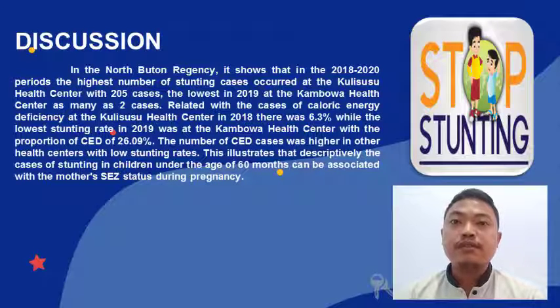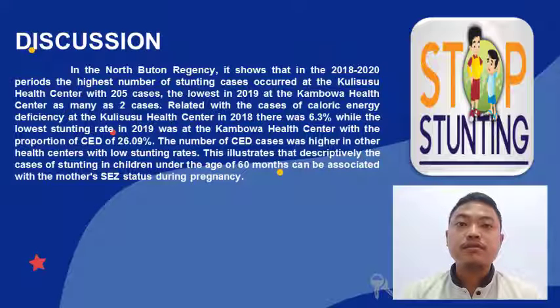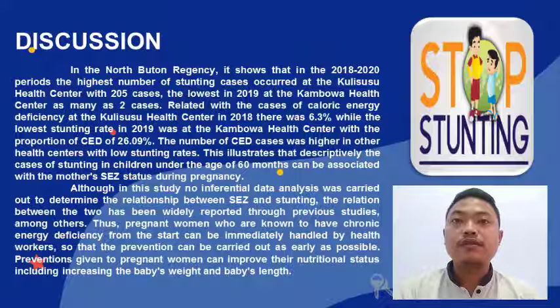The illustration is that, descriptively, the cases of stunting in children under the age of 60 months can be influenced by the mother's CED status during pregnancy. Although in this study no inferential analysis was carried out to determine the relationship between CED and stunting, the relation between the two has been widely reported through prevalence studies. Thus, pregnant women who are known to have chronic energy deficiency from the start can be immediately handled by health workers, so that prevention can be carried out as early as possible.